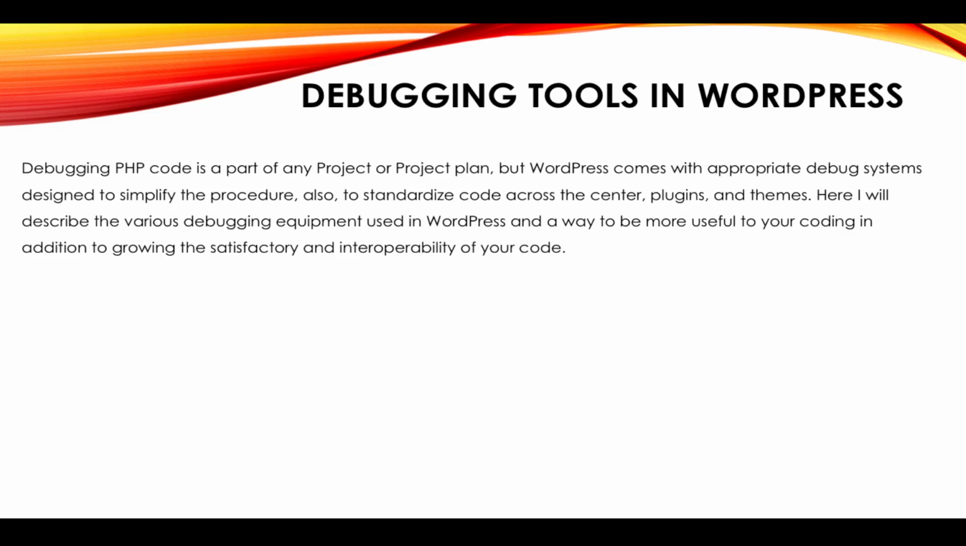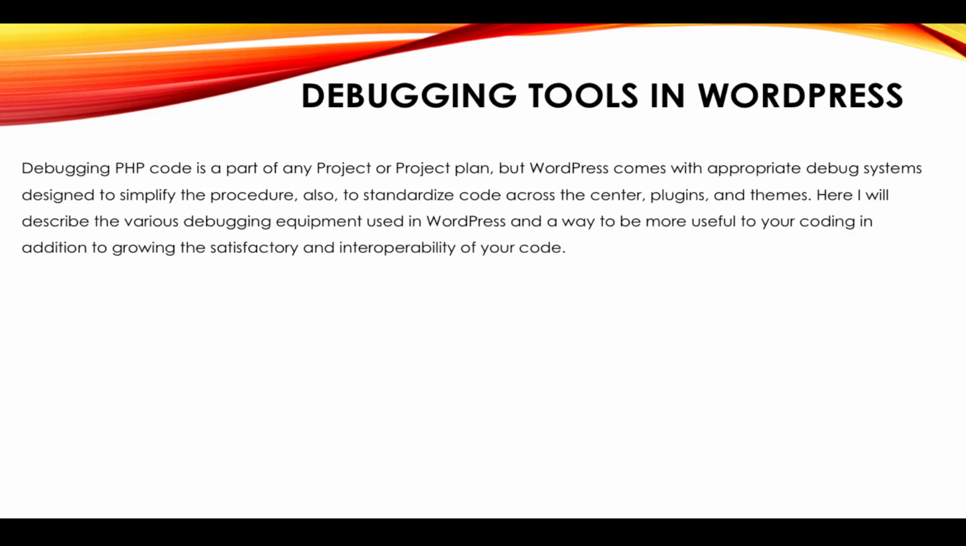So debugging a PHP code is a part of any project or project plan as written here, but WordPress comes with an appropriate debugging system designed to simplify the procedure. Also, it will standardize code across your WordPress installation, plugins and themes. In this particular slide, I will show you various debugging equipment used in WordPress and the way to be more useful to your coding, in addition to improving the quality and interpretability of your code.